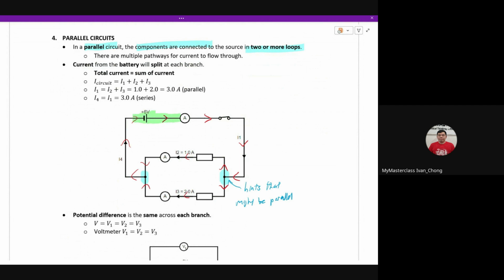If I'm going to color code it, green is your total current. Anything that's touching the battery in series is total current, so all of these green parts are total current. Next, I'm going to use yellow to tell you that this part is I2, and blue for the one below to tell you that this is I3. Not all schools allow you to use highlighters, and sometimes it gets messy, so this is just for visualization purposes.